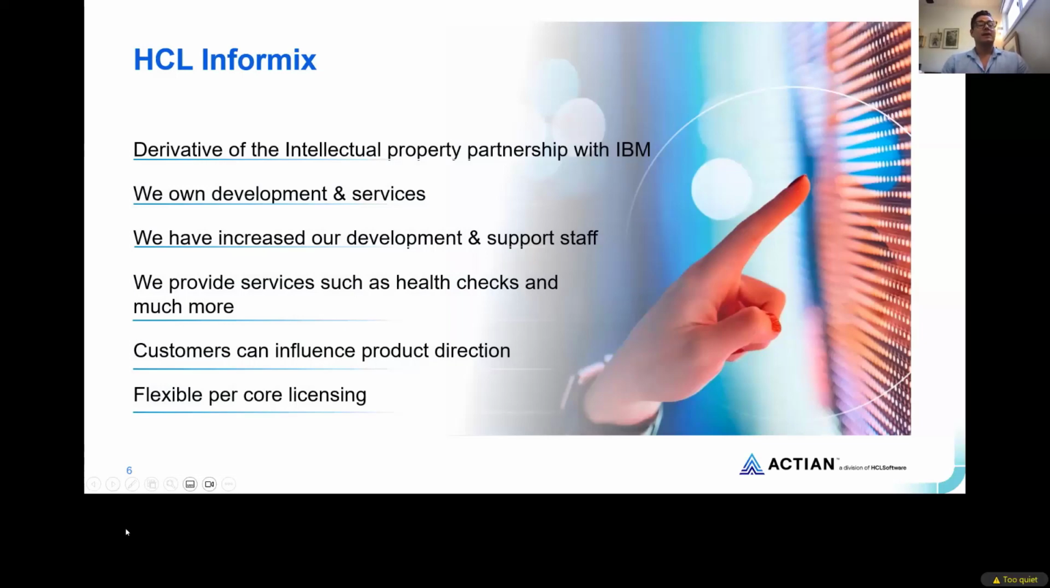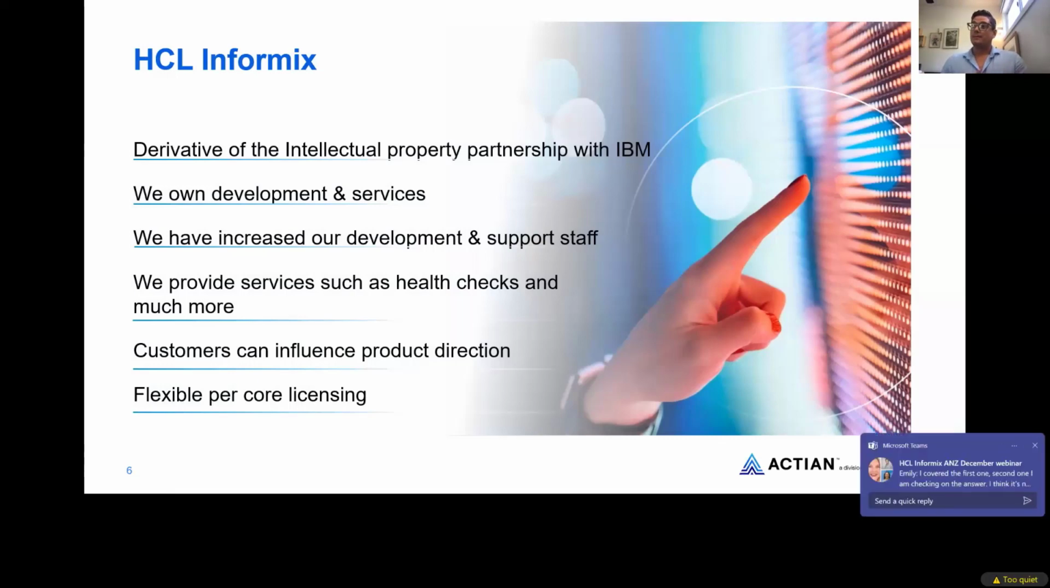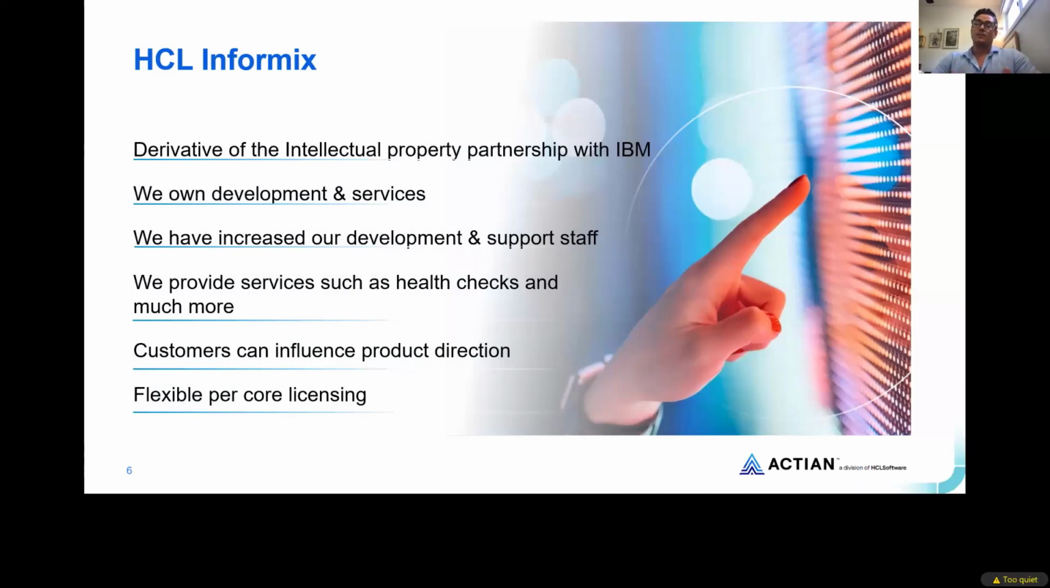Getting started into why we're here. HCL Informix, at its core, is a derivative of the intellectual property with a partnership with IBM. Essentially, what this means is that there is an IP partnership between HCL and IBM. HCL Informix is a licensed version of Informix, as you know it. HCL Informix has our own development and services available independent of IBM Informix. So it is a separate area of the product owned by HCL. That is the key distinction.